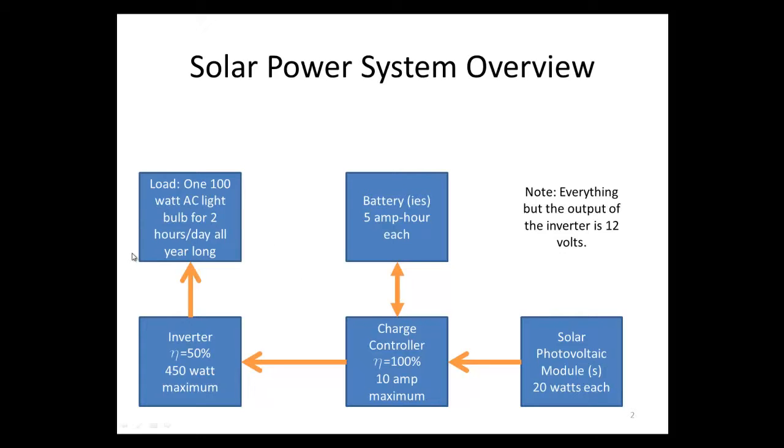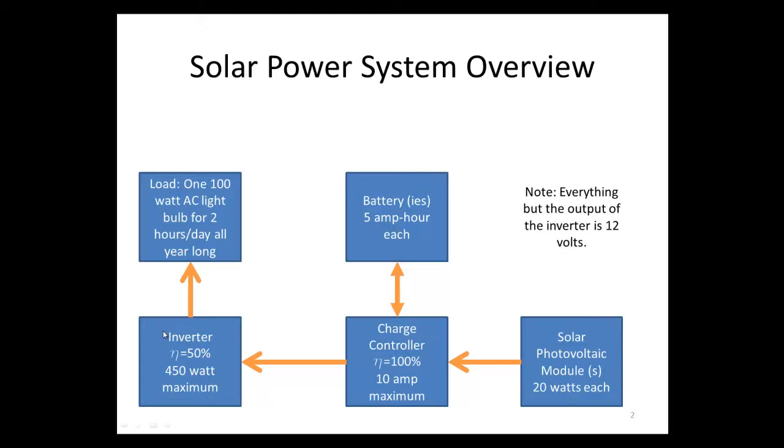The load is something like a light bulb or a fridge or anything that uses electricity. You can think about anything you plug in your house. In this case, it's going to be plugged into the solar power system to be powered. Right now we're going to be using, in this example, a 100-watt AC light bulb, and we're going to be using it for 2 hours a day all year long.